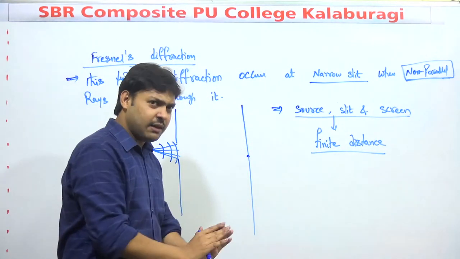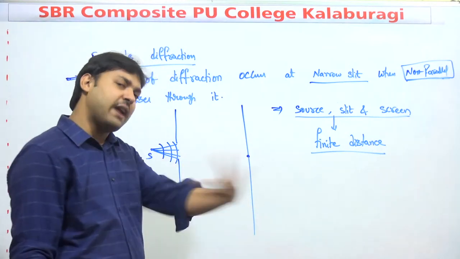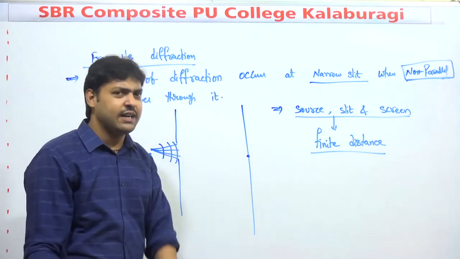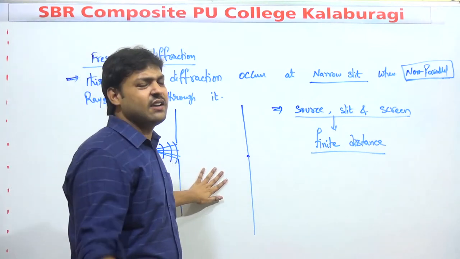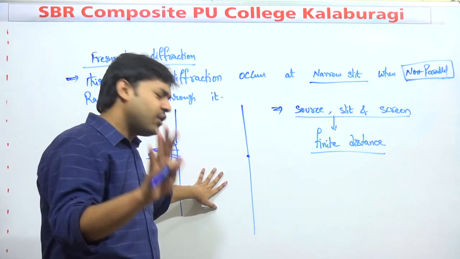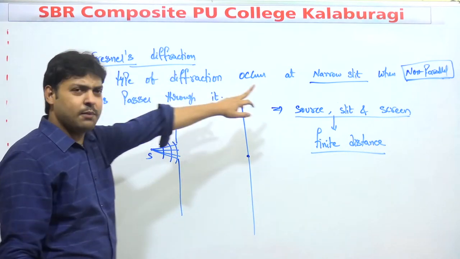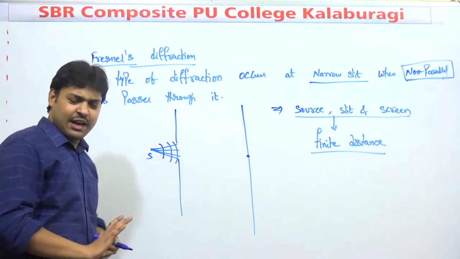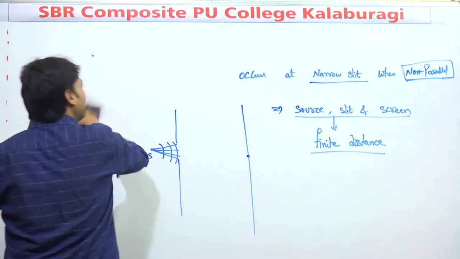So nothing much to study. It is there to study, but according to your syllabus, it is not there because it is a little difficult compared to the Fraunhofer's diffraction. In Fraunhofer's, straight rays are going, so it is easy to study. Here it's not straight, so studying Fresnel's diffraction is a little difficult. We will study it in higher education, not in the PU syllabus. For competitive exams also, it is not there. Don't worry about this. So Fresnel's is non-parallel, finite distance. Right, understand this? It's done.